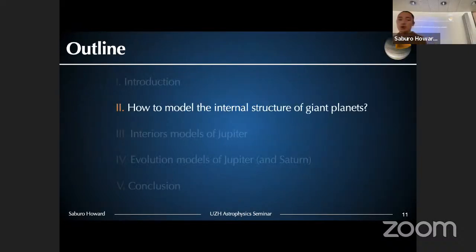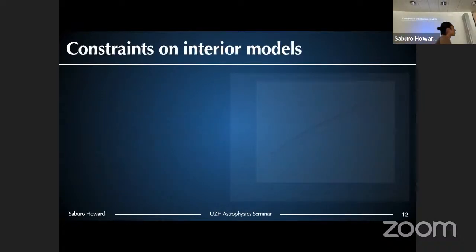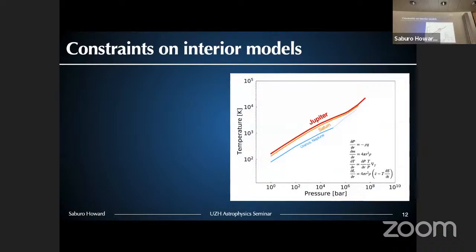And now I'd like to talk about how to model the internal structure of giant planets. So first of all, you need to solve the classical structure equations to make a model. So those equations are the same as for a star, except that you don't account for the nuclear reactions, of course. And then you can build a model. And here I'm showing you possible temperature pressure profiles of the 4 giant planets in our solar system. So of course, it depends on many things, such as the equation of state that you use, the heat transport mechanism that you assume in the interior.